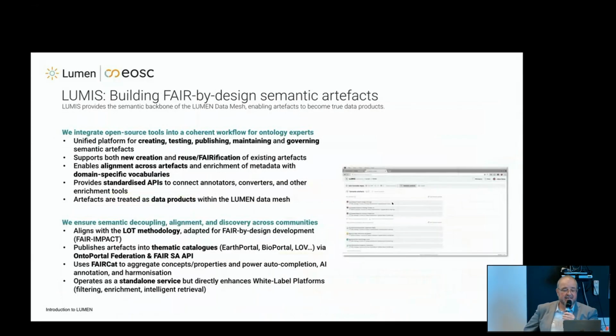So basically, the idea is that the semantic artifacts in the context of Lumen are treated as data products, like you would do with datasets, let's say satellite images, surveys, whatever. And they will then be an integrated part of the Lumen data mesh. So we want to ensure also decoupling, alignment, and discovery, which is very important.